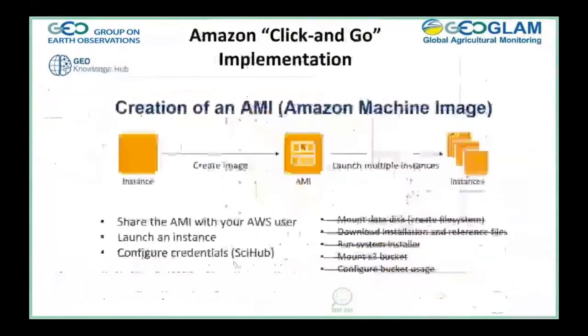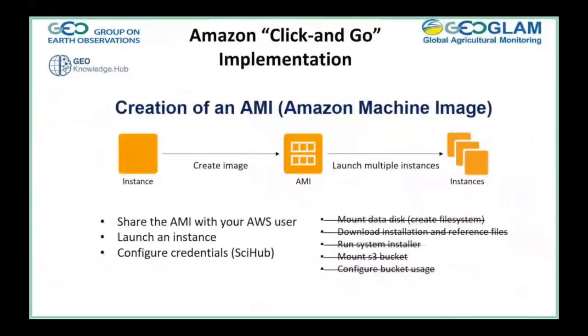As we started to work with the GEO Secretariat, one of the things we did was develop an Amazon machine image of the Sen2Agri toolbox. This allowed us to eliminate a lot of the very technical tasks that are required to implement this system in a cloud. We call it click and go. Users can simply go in and use the machine image without having to do all these steps that are seen on the right-hand side.